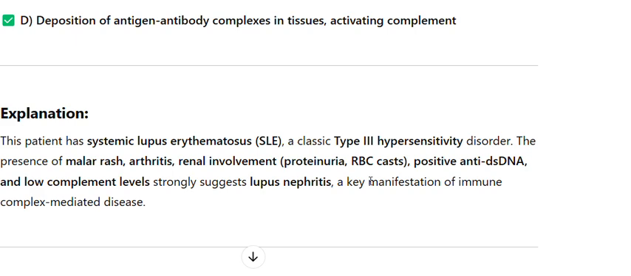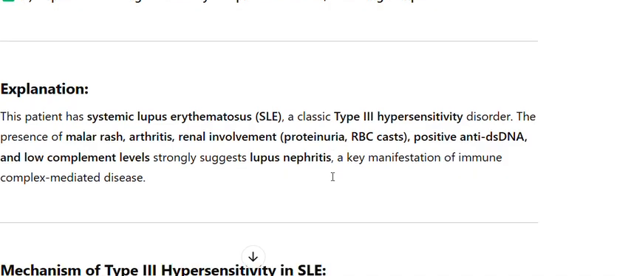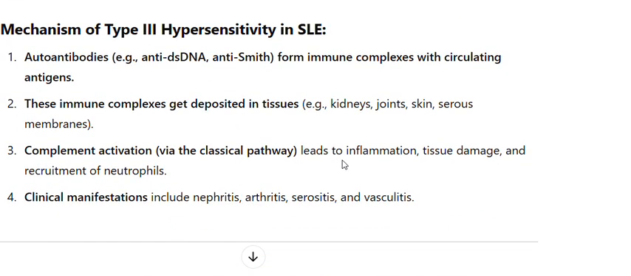Mechanism of type 3 hypersensitivity in SLE. 1. Autoantibodies, e.g. anti-dsDNA, anti-Smith, form immune complexes with circulating antigens. 2. These immune complexes get deposited in tissues: kidneys, skin, serous membranes. 3. Complement activation via the classical pathway leads to inflammation, tissue damage, and recruitment of neutrophils. 4. Clinical manifestations include nephritis, arthritis, serositis, and vasculitis.